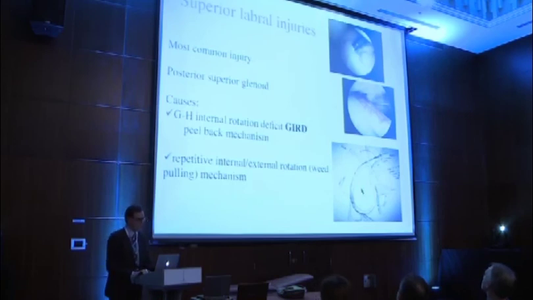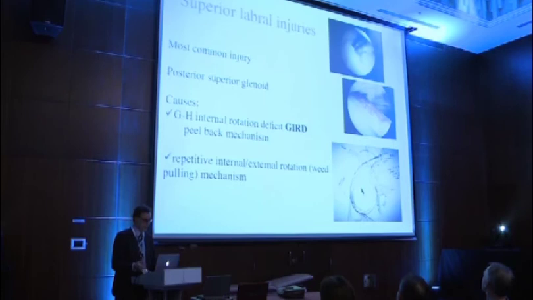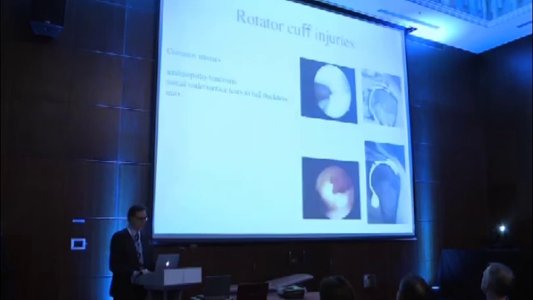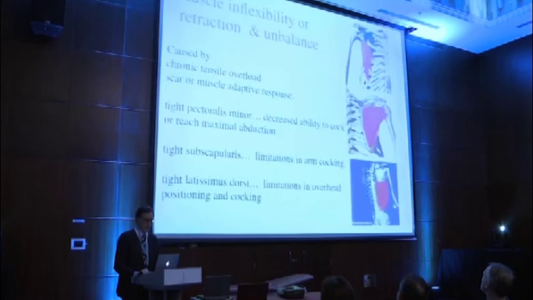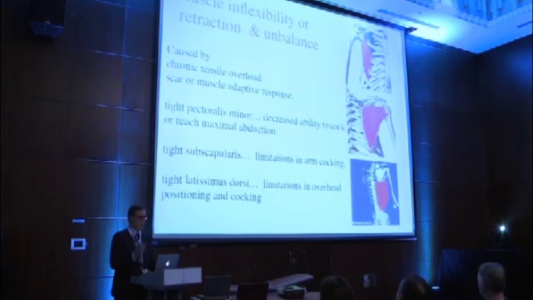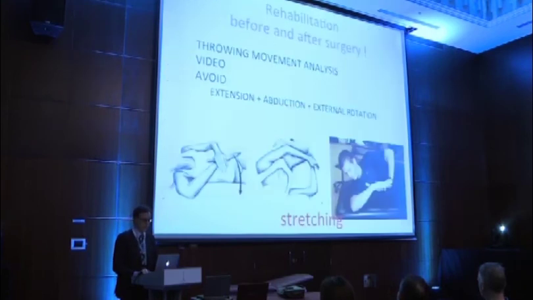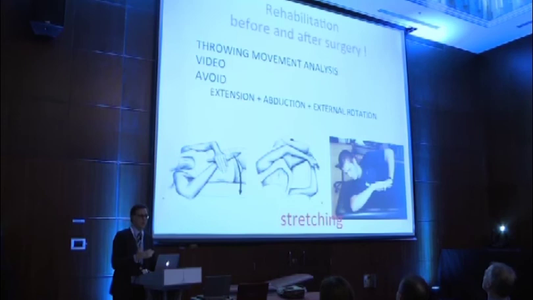As we saw previously, we can find a SLAP lesion. You can also have a cuff tear injury to deal with if you decide to do the surgery. You also have muscle inflexibility, retraction of the muscle, and unbalanced muscle pathology. So probably you have to work with a physiotherapist before and after the operation, because even if he had a subluxation or luxation, the problem is probably not as simple as we think at the beginning, and you cannot resolve every problem with only a coracoid process.